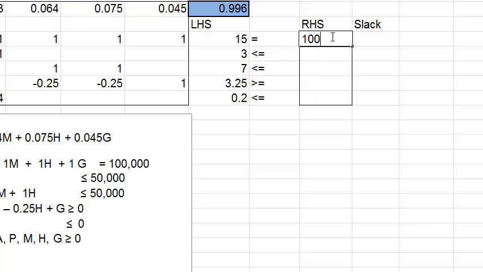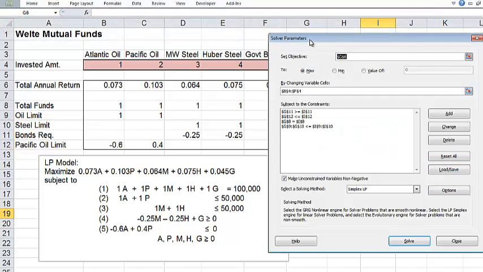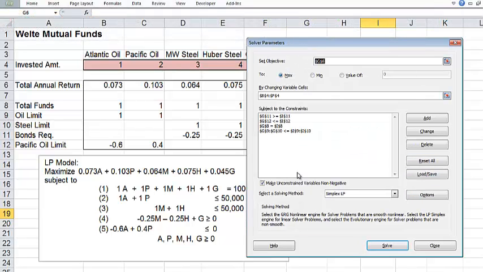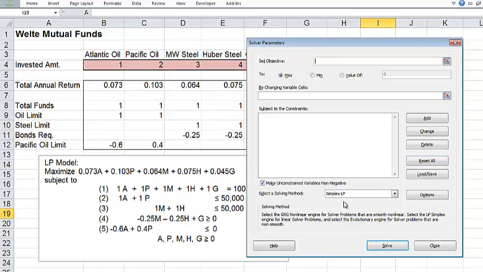So we got here 100,000. And 50,000, again 50,000, then 0, and then 0. And the slack, again the slack was right hand side minus the left hand side. Now we go to Solver. Again, everything is already filled in, so I'm going to reset all and do it over.